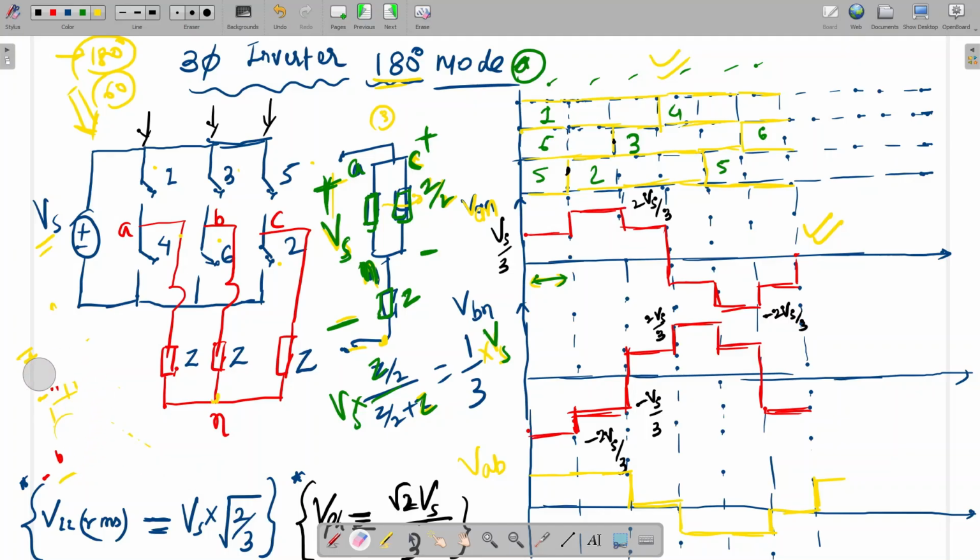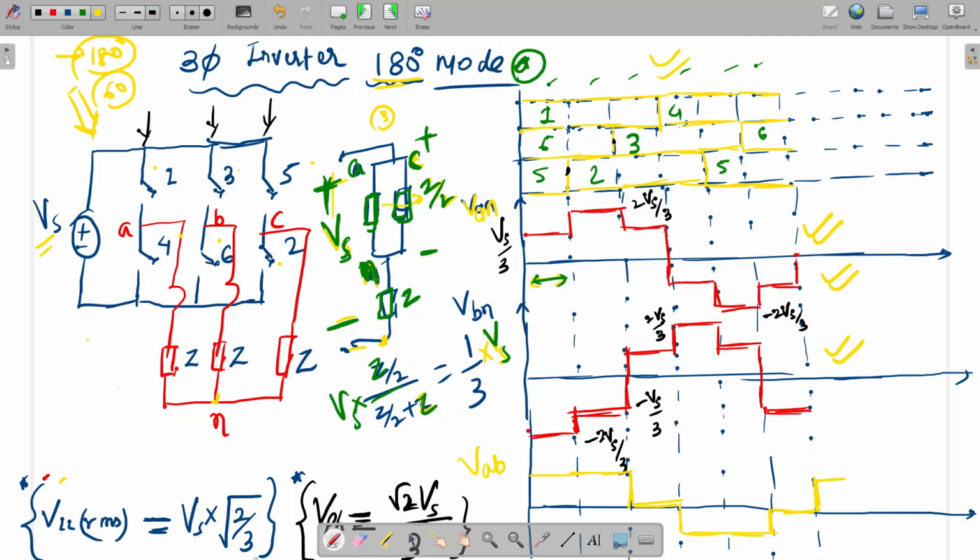So here for the first it is Vs by 3. Next we are getting 2 Vs by 3. Again we'll get Vs by 3. Similarly here it will come minus Vs by 3, minus 2 Vs by 3. So this is our phase voltage for A phase. Similarly for B phase, this will be the value.